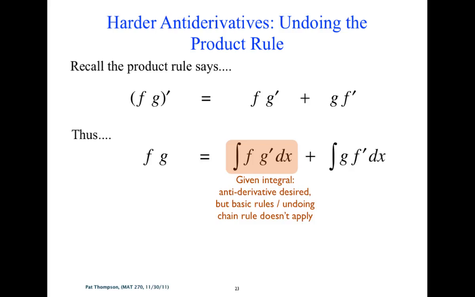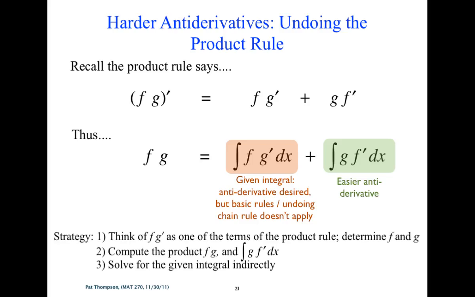Okay, and so what happens is this one would be an easier, more straightforward antiderivative. So if we're checking to see if it's undoing the product rule, we're going to check this other term that would be from the product rule. If that one's straightforward and easy, then we're really solving for the given one indirectly. What would our given integral be equal to then?